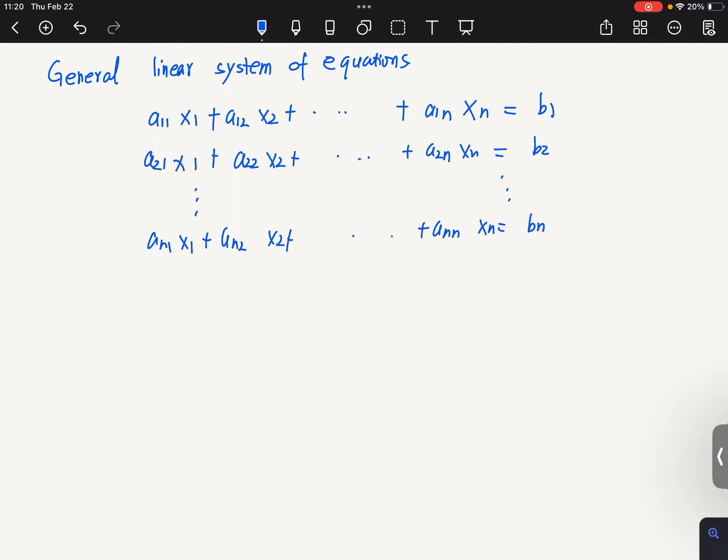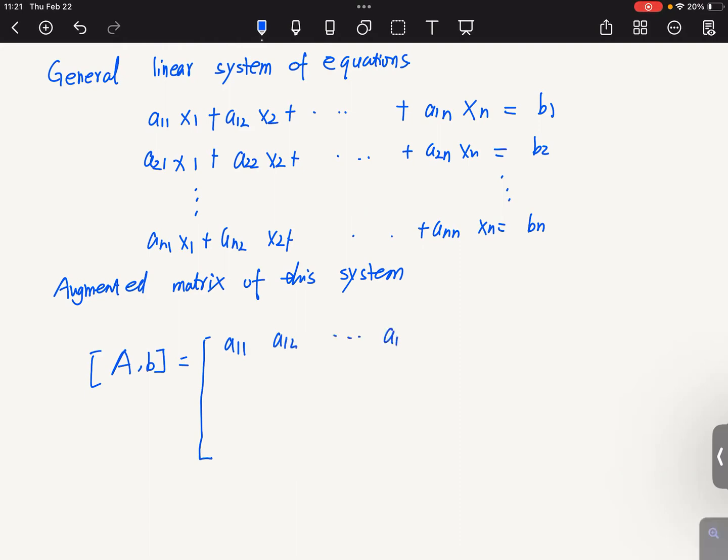Let's translate this linear system of equations into the augmented matrix format. The augmented matrix of this system looks like this, and we can write it this way. On the left-hand side is the coefficient matrix, and on the right-hand side is the b vector. First, let's write out the coefficient matrix: A11, A12, up to A1n, A21, A22, up to A2n, and so on to An1, An2, up to Ann, and then b1, b2, up to bn.